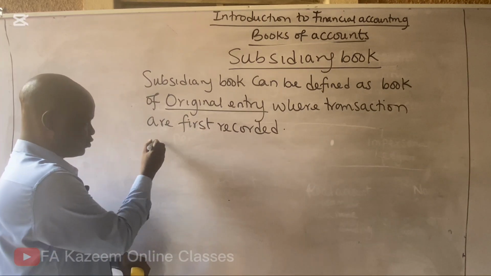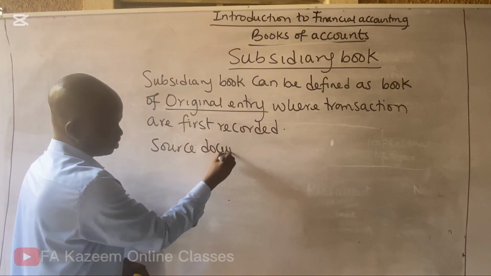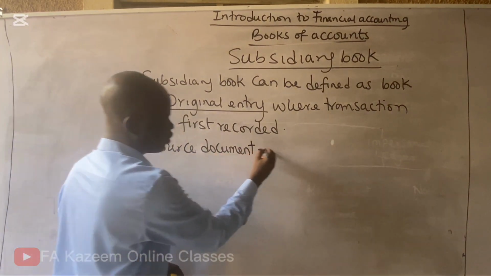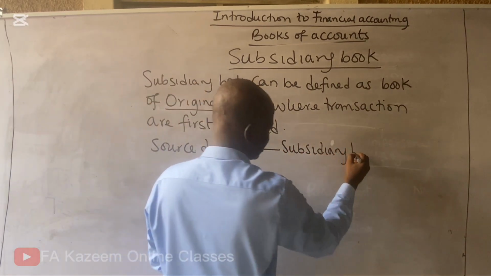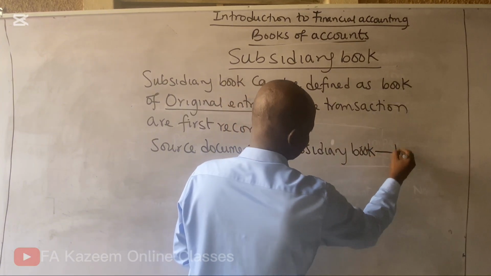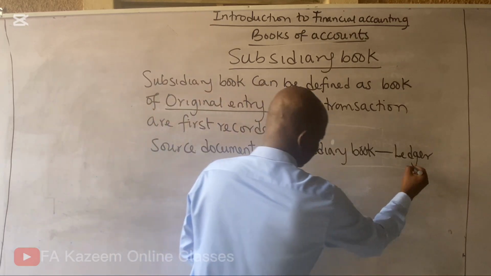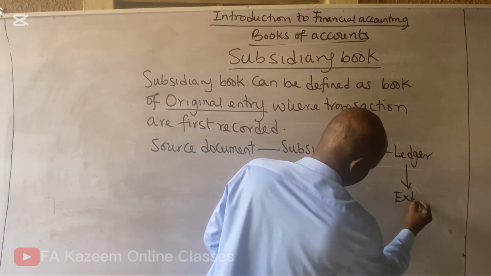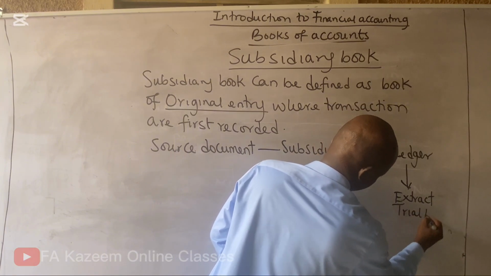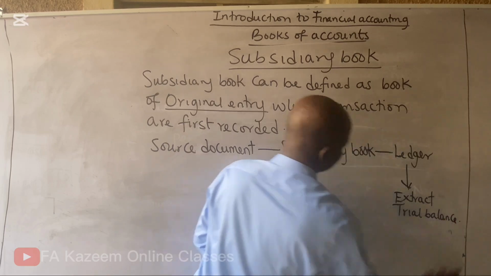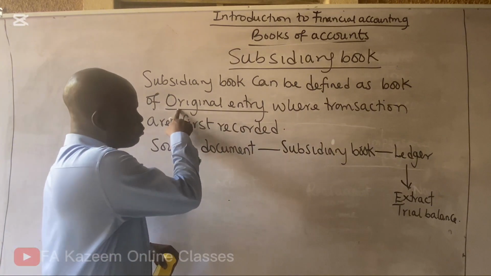Let's see whether that's true. Let's look at this from the source document. The first place you keep accounting record is the subsidiary book. From the subsidiary book, you pass the entries to ledger, and it is from ledger you extract to trial balance. That's the process. That's what we said is a book of original entry.